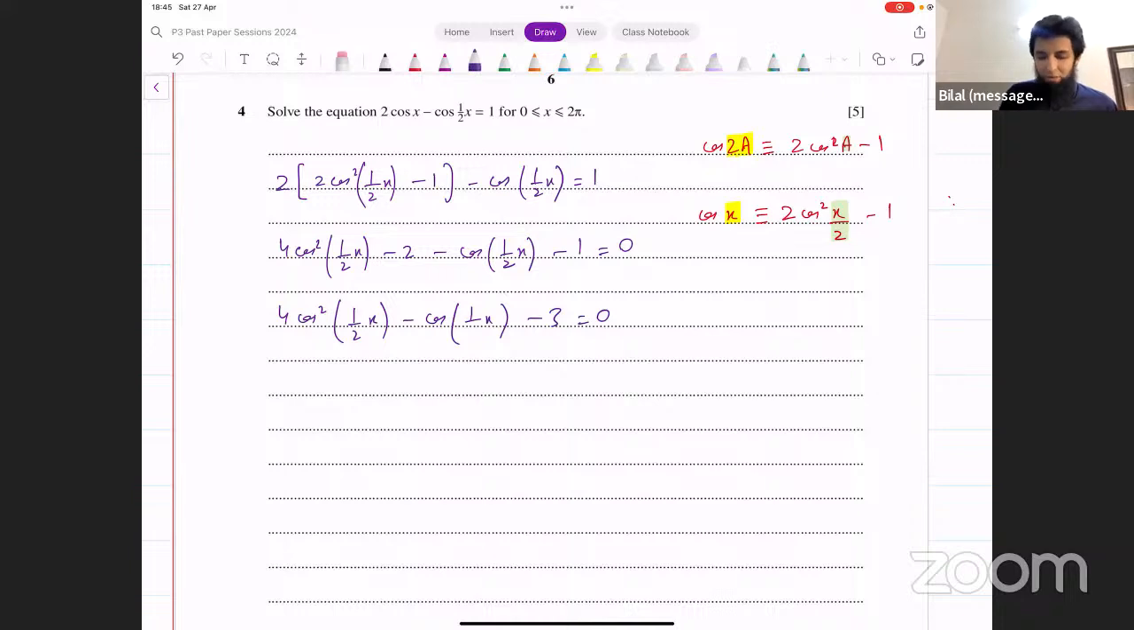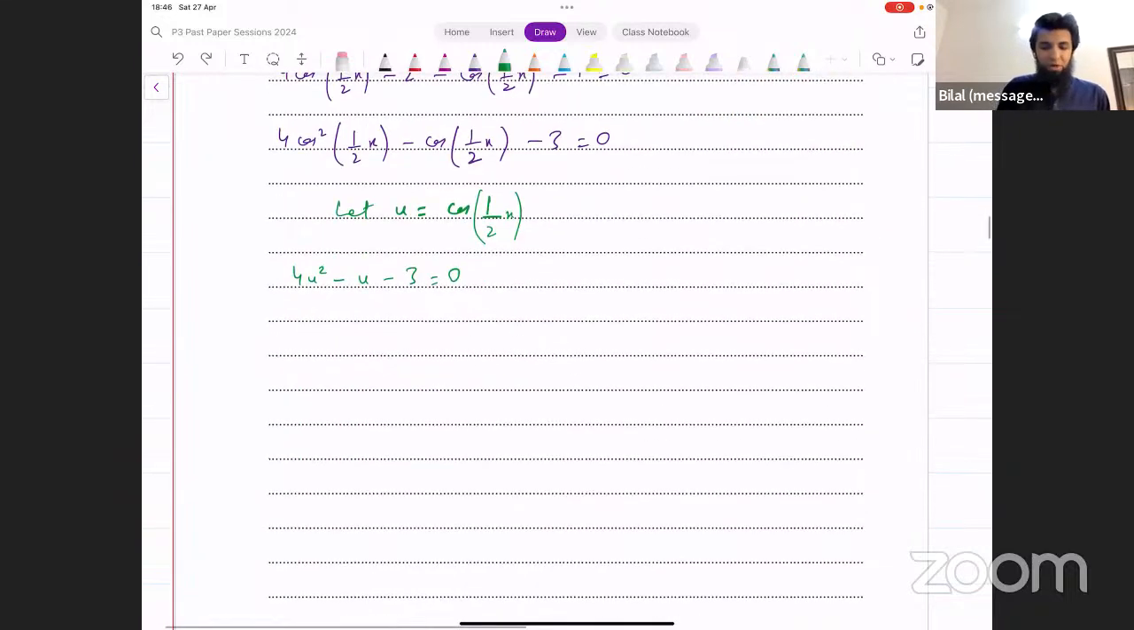And what we can do now is use a substitution, right? This is the quadratic form. We can say, let cos of half x be another variable. Let's say u equals cos of half x. And now this equation can be written as 4u squared minus u minus 3 equals 0. It's a quadratic equation. You can solve it like a quadratic. You'll get some values for u. Once you've got the values for u, you put the substitution back and solve it like a trigonometric equation. So we've got this quadratic.